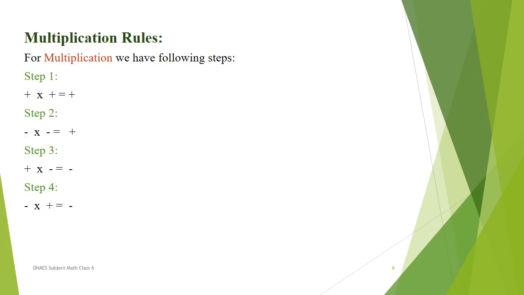As we already learned about the multiplication rule, for multiplication we have the following steps. If two positive numbers multiply with each other, we get a positive number in the answer. If two negative numbers multiply with each other, in the answer we get a positive number. If one number is positive and the other is negative, multiply with each other, in the answer we get a negative number. These are the multiplication rules that we already learned in the week 2 and week 3 lessons.